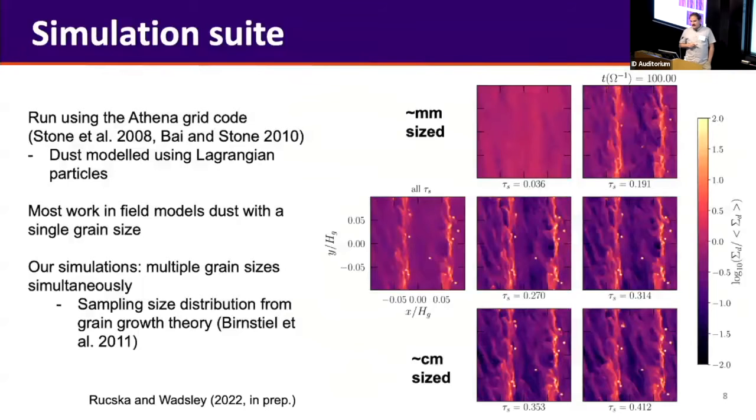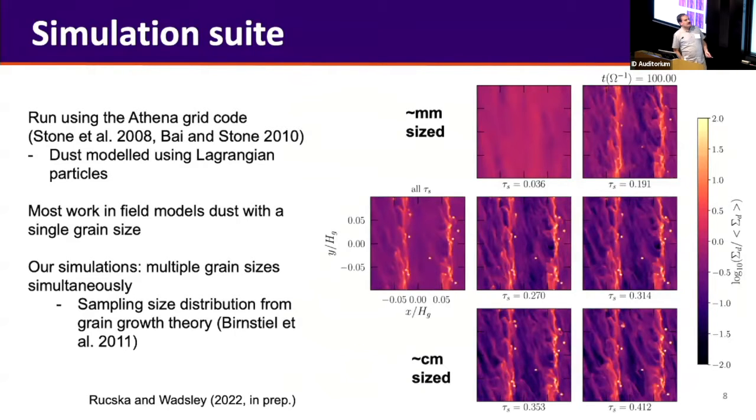So the simulations I run are in Athena. This is a grid code, and the dust is modeled using Lagrangian particles that interact with the grid and exchange momentum. The size of grains that we picked comes from this well-cited model from Bernstein et al. It's a result of equilibrium between growth and fragmentation in these mid-plane of the disk regions.